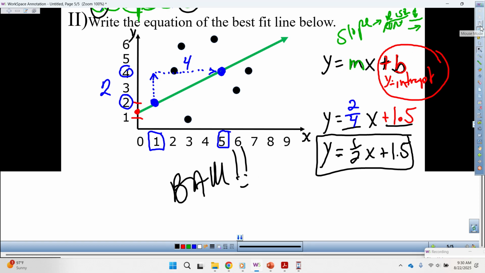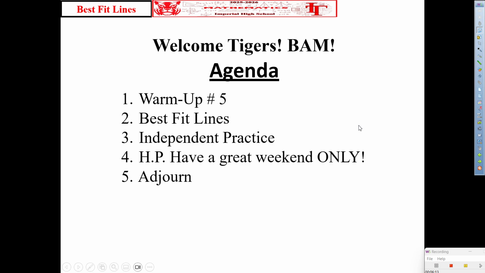All right, copy the agenda, please. Agenda: warm-up number 5, best fit line, independent practice. And I'm going to give you the weekend off, no homework. How about them apples? Yeah, we got this. And then let me send you a code so you can send me your warm-up once you're done copying the agenda.